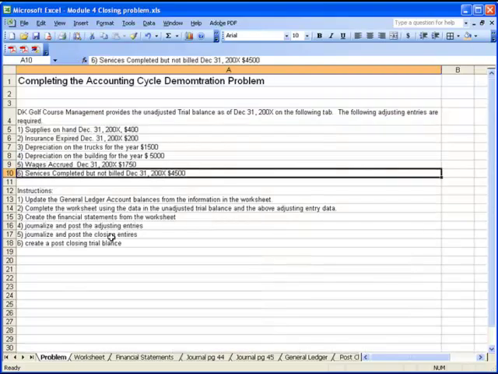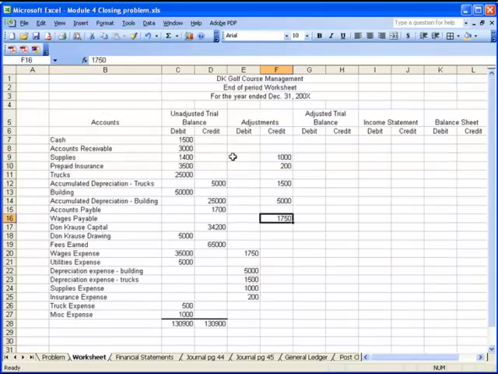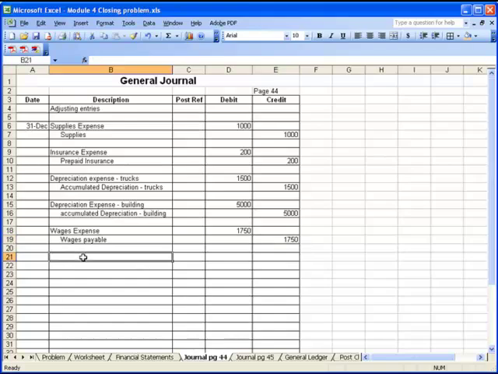And then finally, here our last adjusting entry is services completed but not billed December 31st are $4,500. This is the same adjusting entry you always have, which is to debit accounts receivable and to credit fees earned or services revenue, whatever our revenue account happens to be. The amount is $4,500. Here's our accounts receivable, $4,500 debit. Here's our revenue account, fees earned, $4,500 credit. I'll go ahead and journalize this one as well.